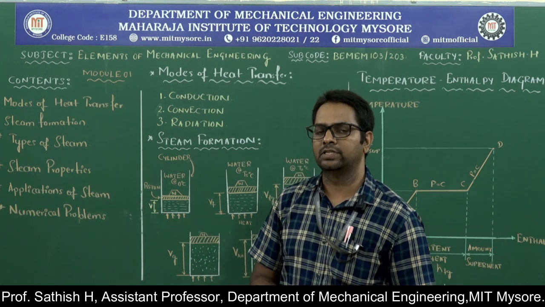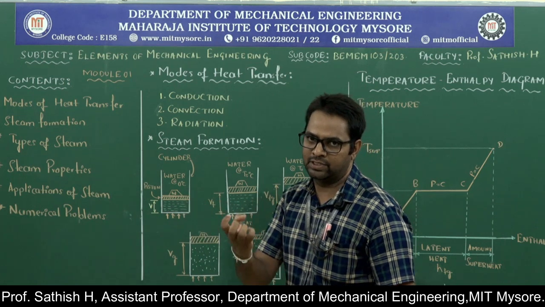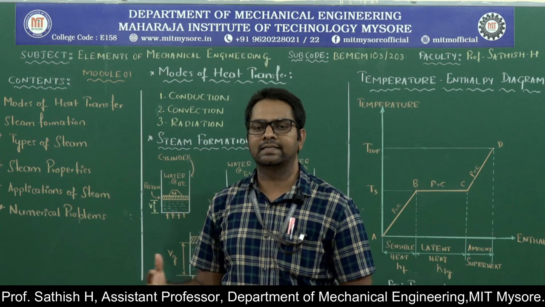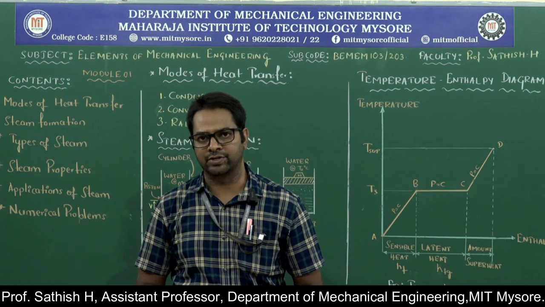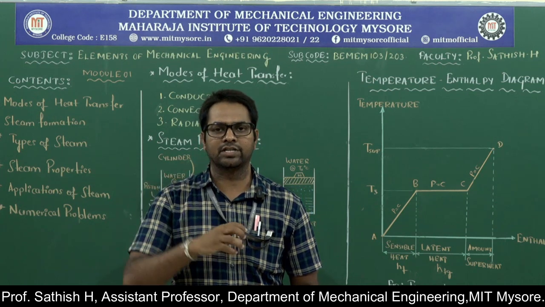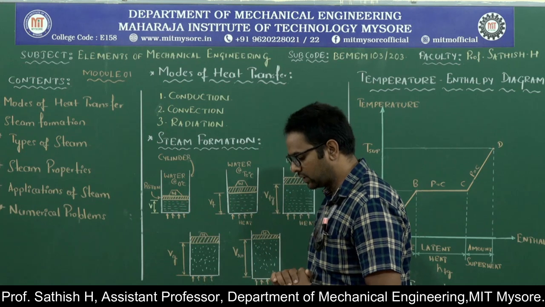So in the steam generation experiment, why do we have the piston, and why are we applying the weight upon the piston? We are conducting this experiment at constant pressure. If you have a certain weight, that means a constant pressure is applied on this water. That is why we have taken this W.